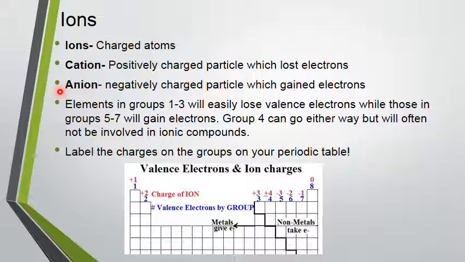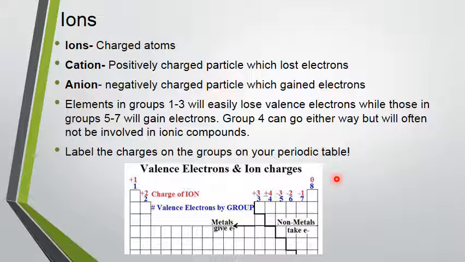Alright, if we're looking at our periodic table, we want to easily be able to identify our positive particles from our negative particles, cations and anions, based on where they are on the periodic table. So we will be ignoring for now these transition metals in the middle. We're going to look only at what we call our representative elements. So that's groups 1 and 2A, and then 3 through 8A, the A group.